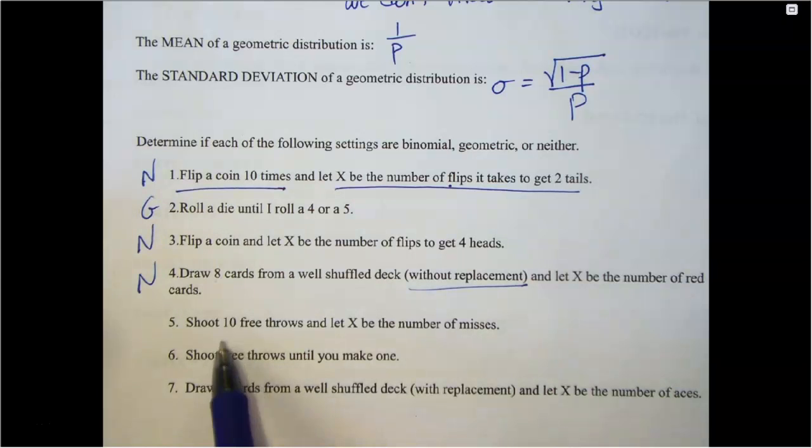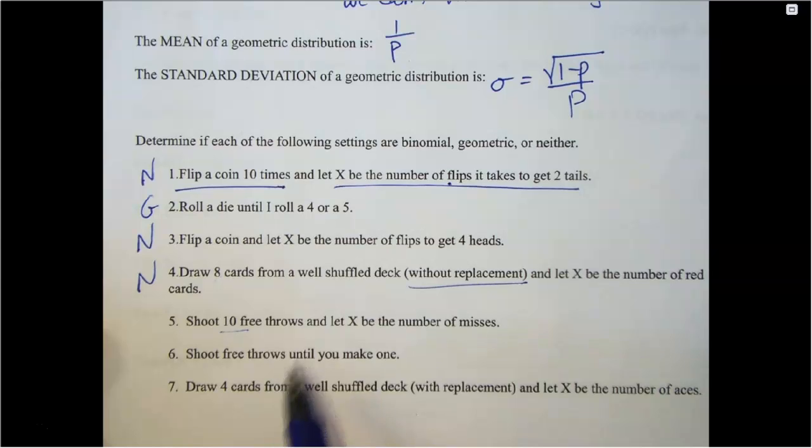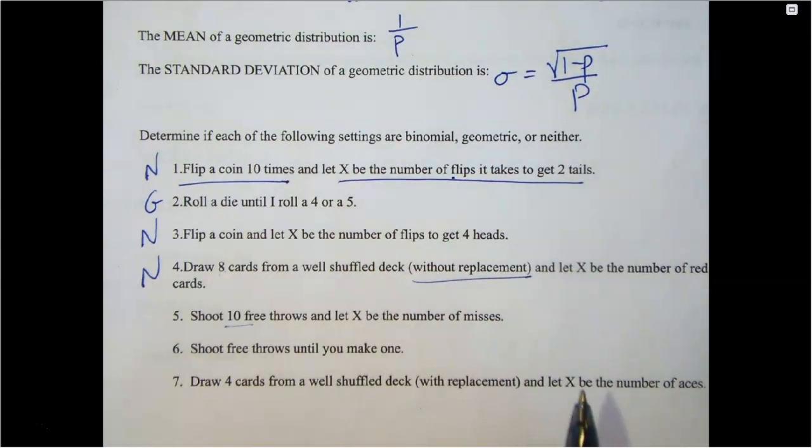Shoot 10 free throws. So that's a fixed number of trials. Let X be the number of misses. So here we're just calling a miss a success, which you can do, which is weird. But this is binomial.